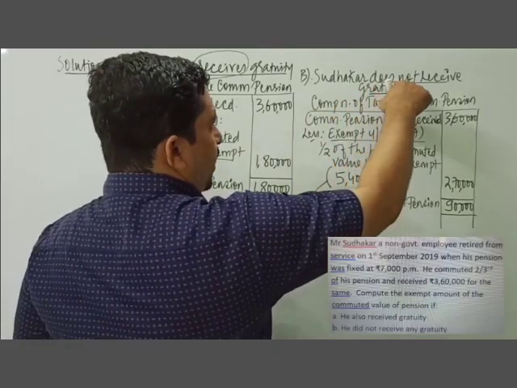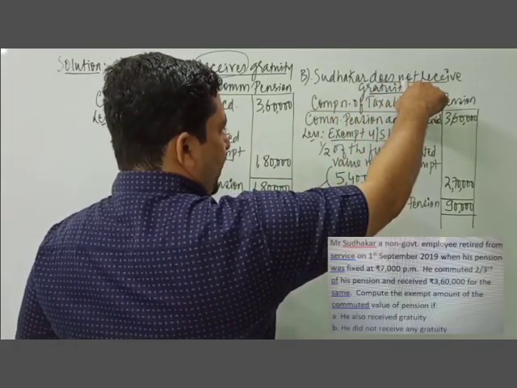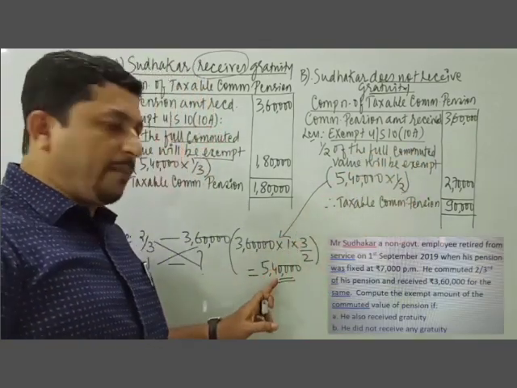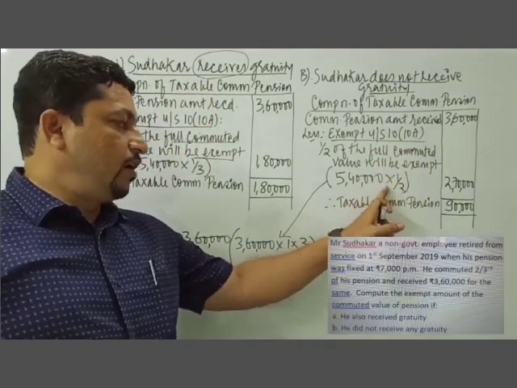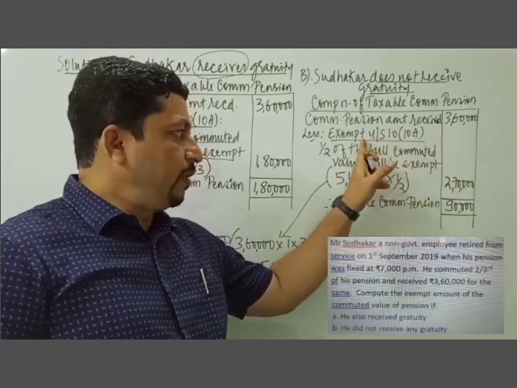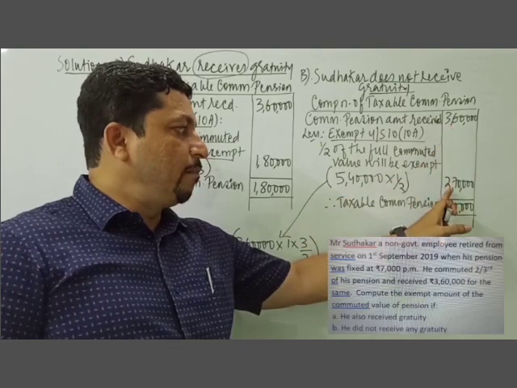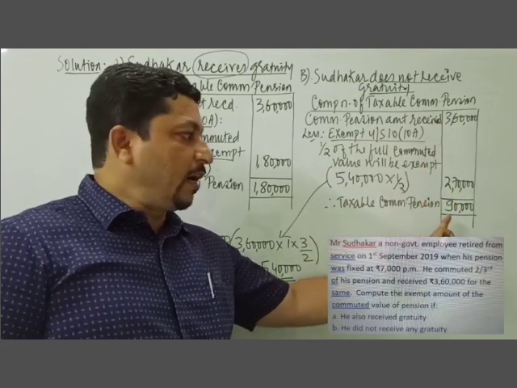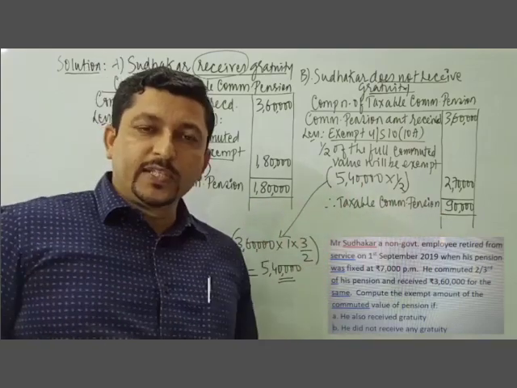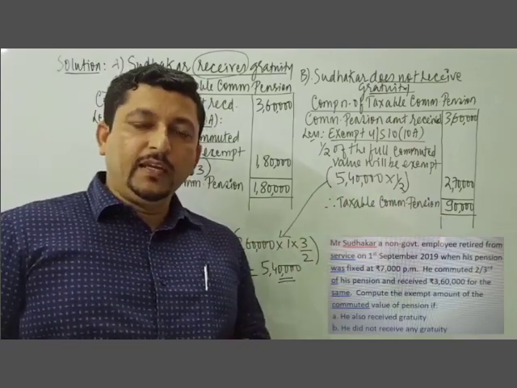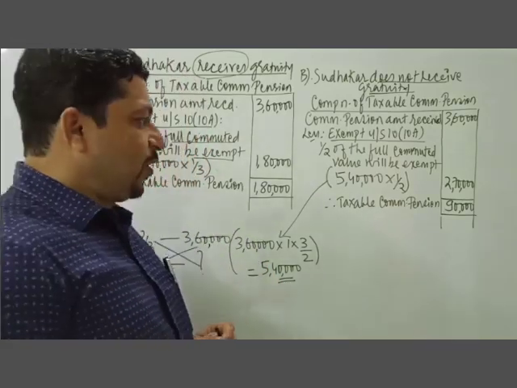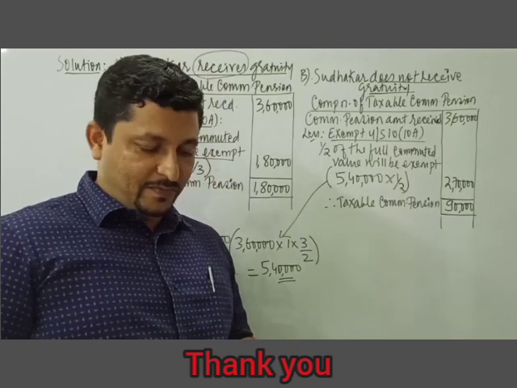But when the non-government employee does not receive gratuity, then half of the full commuted value will be exempt. Full commuted value is 5,40,000. Half of that is 2,70,000. So 2,70,000 will be exempt. So 3,60,000 minus 2,70,000, taxable commuted pension would be 90,000 rupees. So this covers the concept of taxability and calculation of exempt portion of commuted pension. So I hope it is clear. Thank you.